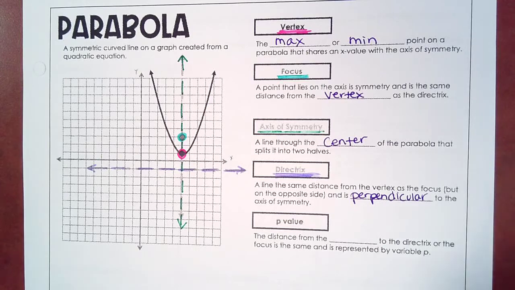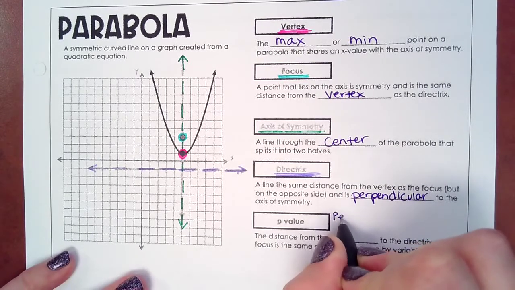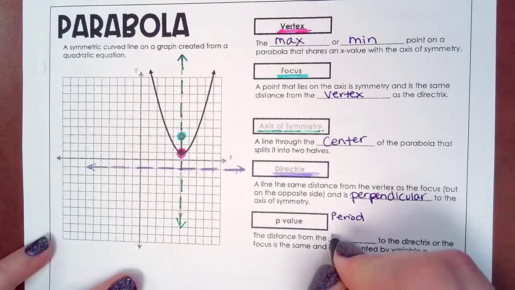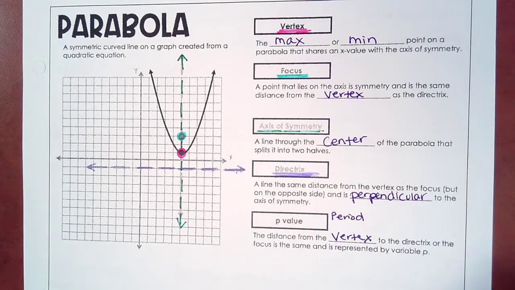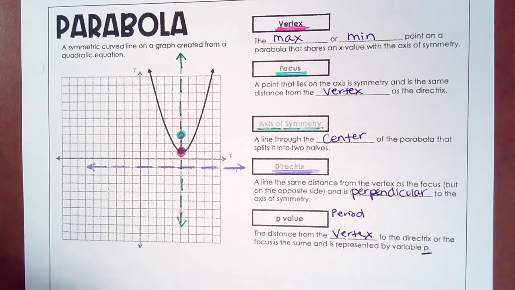The p-value, also known as period, you might want to write that, is the distance from the vertex to the directrix or the focus to the vertex. And it's represented by the variable p. Whatever the distance is, it's always positive. So it's like the absolute value because distance can't be negative.